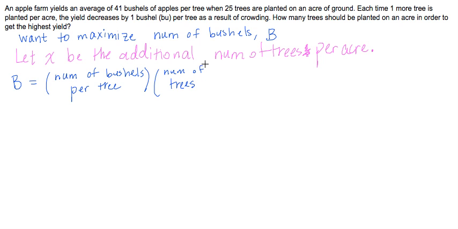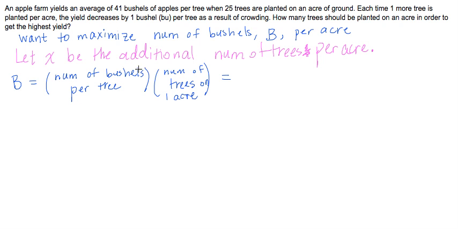And actually, I'm not being very specific here. This is really the number of, capital B is the number of bushels per acre. Okay, we don't know how many acres we have. We're just focusing on maximizing the number of bushels on 1 acre. So this is really the number of trees on 1 acre times the number of bushels per tree. That will give us the number of bushels B per acre, total number. That's what we want to maximize.